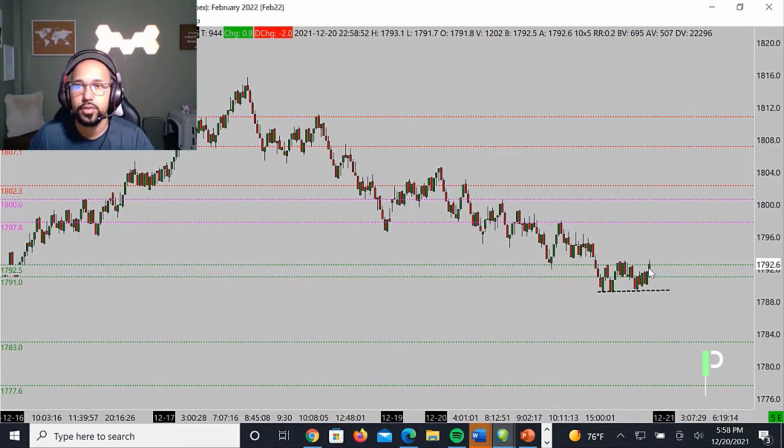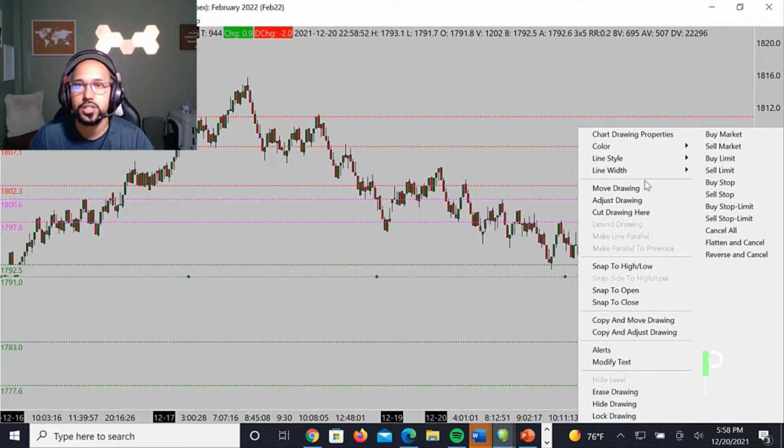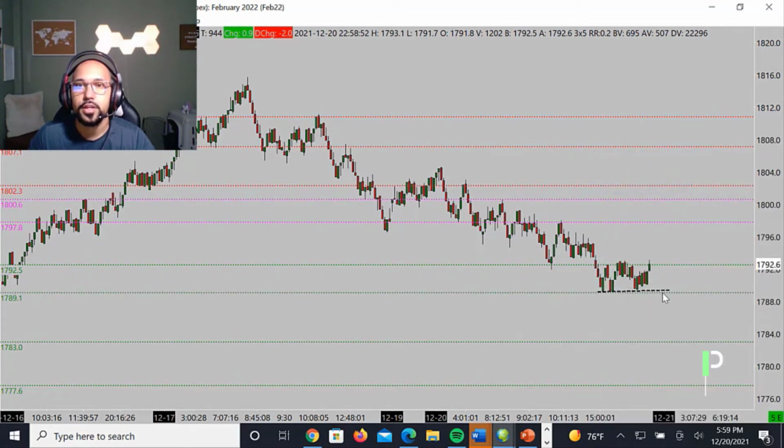You can see 1, 2, 3 times we touched that area. I'm going to just adjust this just a little bit. That support area being right around 1789.1. Touched that 3 times, couldn't break down lower.